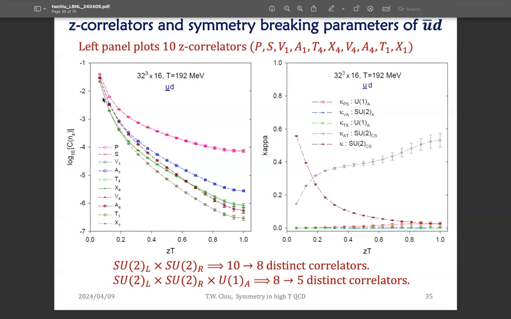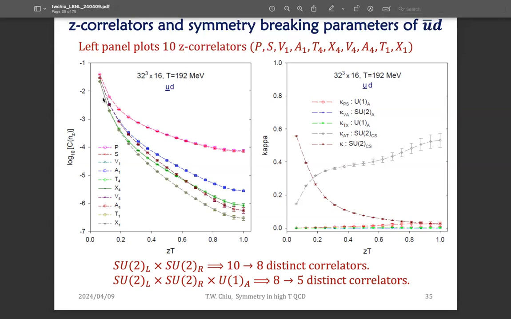And if I look at the symmetry breaking parameters, this is the U(1) and then the SU(2). For U(1), I have two channels, pseudoscalar and scalar, and then the tensor vector and axial tensor vector. And for the SU(2), it is the vector and axial vector. So you can see the breaking is very small.